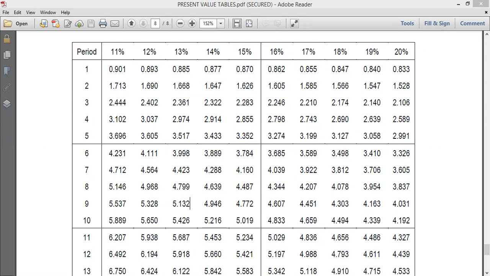Anybody having any doubt in that? I can explain it if you want, no problem. Why you are dividing, why you are multiplying and all of that. Or if not, please tell me the IRR.